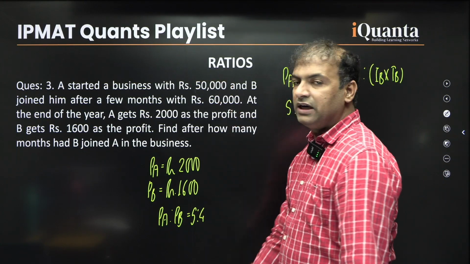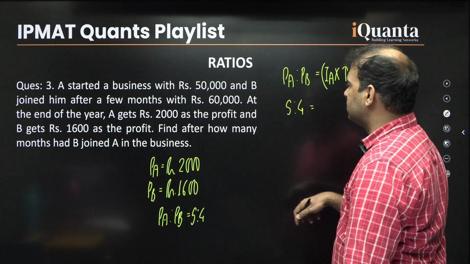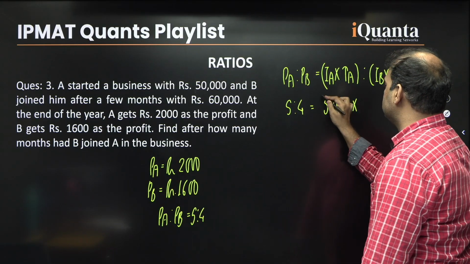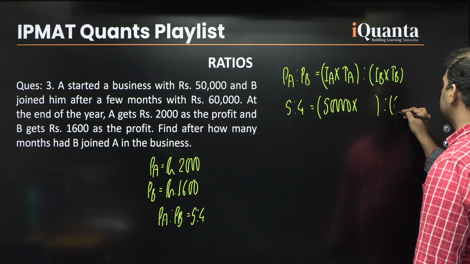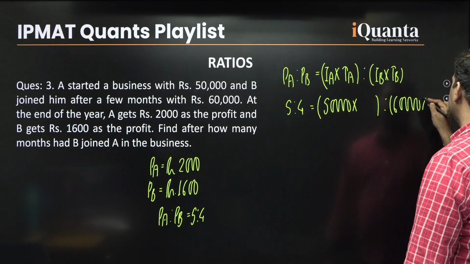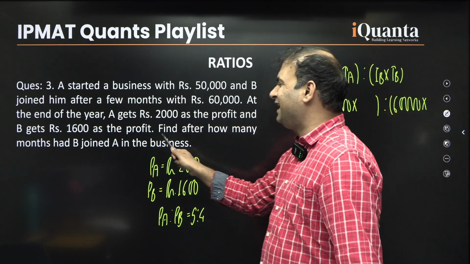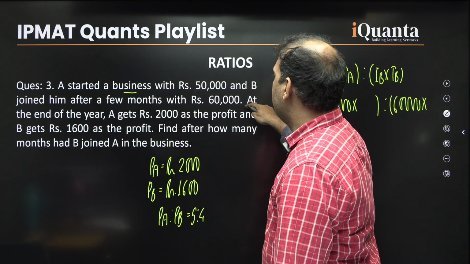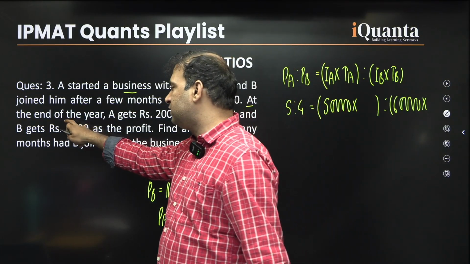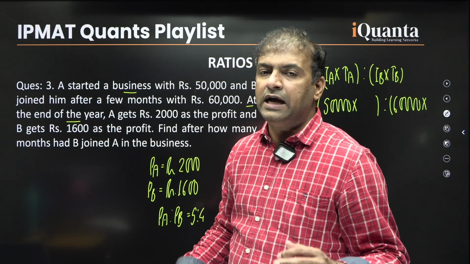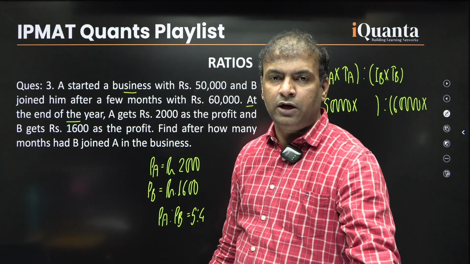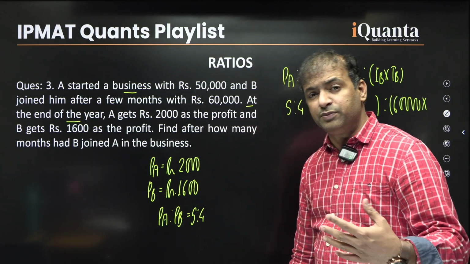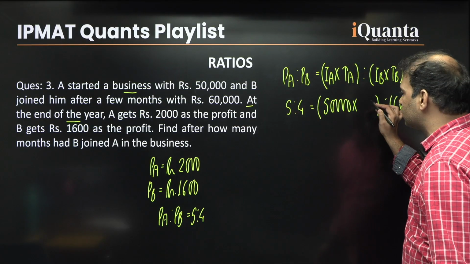We know A started with 50,000 and B invested 60,000. Okay, fine. 50,000 into something is to 60,000 into something. Then what they are saying is that at the end of the year, the profit is given. Remember, A started from the beginning. That means Mr. A was a part of the business for the whole 1 year, so his time period will be 1 year.